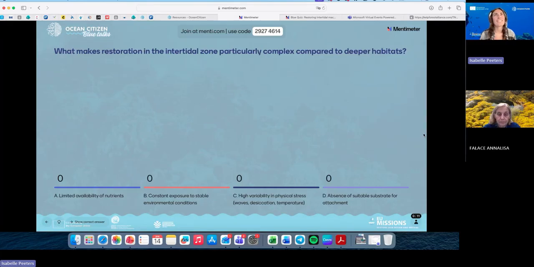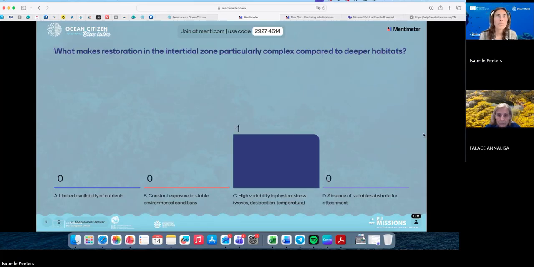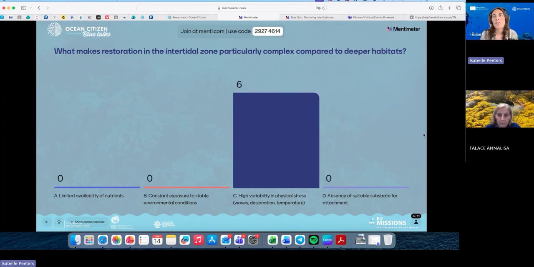What makes restoration in the intertidal zone particularly complex compared to deeper habitats? Limited availability of nutrients, constant exposure to stable environmental conditions, high variability in physical stress, meaning waves, desiccation, temperature, or the absence of suitable substrate for attachment. And once again, seems we're all on the same page here. Answer C.